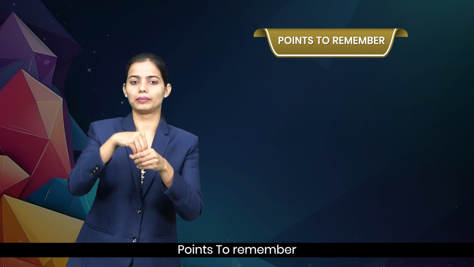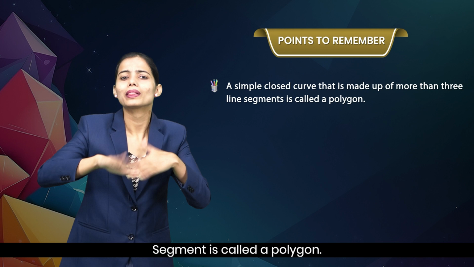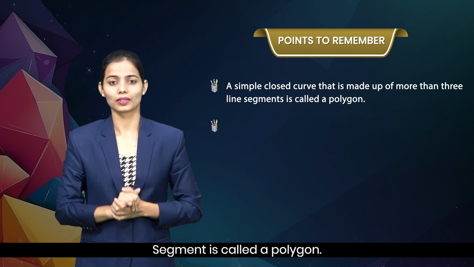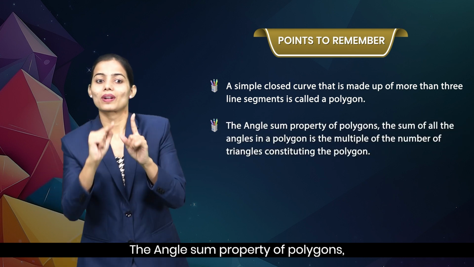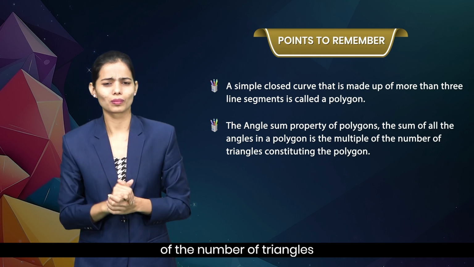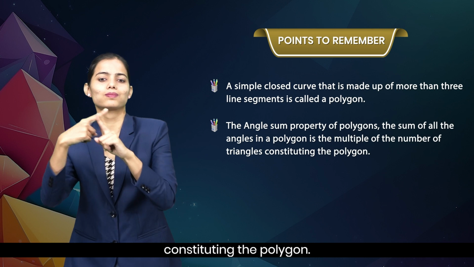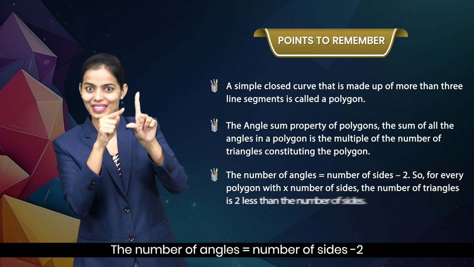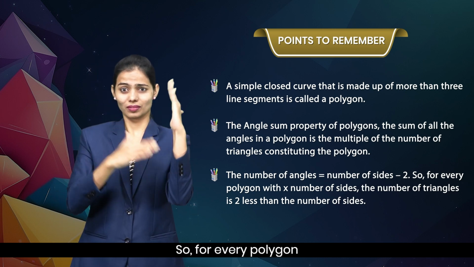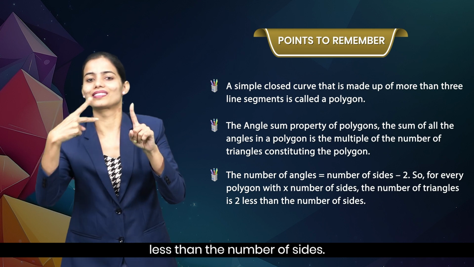Points to remember. A simple closed curve that is made up of more than 3 line segments is called a polygon. The angle sum property of polygons: the sum of all the angles in a polygon is the multiple of the number of triangles constituting the polygon. The number of triangles is equal to the number of sides minus 2. So, for every polygon with x number of sides, the number of triangles is 2 less than the number of sides.